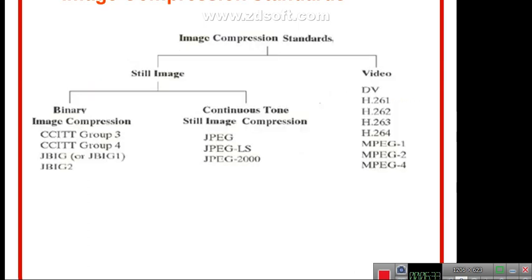Then, image compression standards for still images and videos. Standards for still images have two types: binary image compression and continuous tone still image compression. For binary image compression, the standards are CCITT Group 3 and Group 4, and JBIG 1 and 2. For continuous tone still image compression, the techniques are JPEG, JPEG-LS and JPEG 2000. For video, the compression standards are DV, H.261, 262, 263, 264 and MPEG-1, 2 and 4.